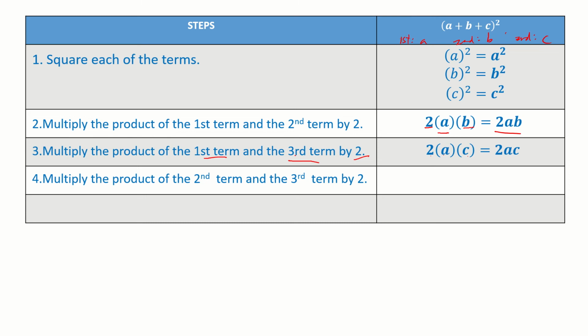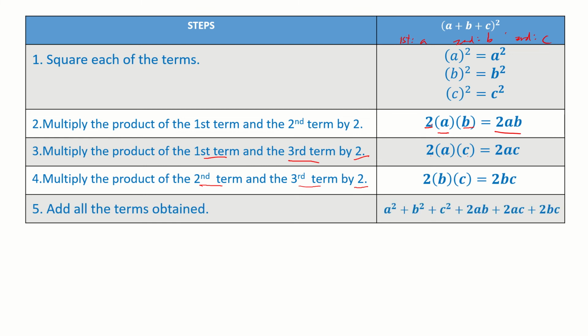The fourth step, we multiply the product of the second term and the third term by 2. So the second term now is B, the third term is C, and we multiply it still with a 2. So 2BC. And then you just have to add all the terms obtained. So A squared plus B squared plus C squared plus 2AB plus 2AC plus 2BC.